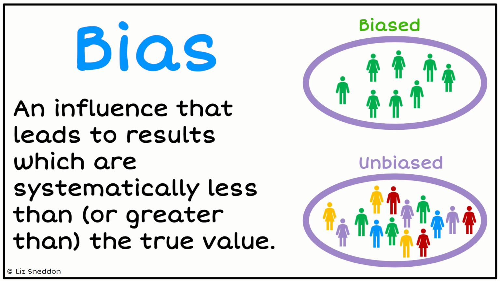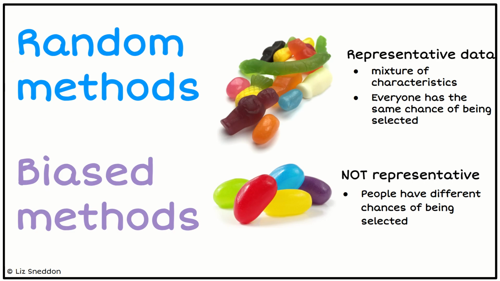So an unbiased sample, which is where we get our representative data from, means we've got a mixture of all of those characteristics. So that idea of representative that we talked about in the last video. If we use a random method, we are likely, not guaranteed, but very likely to get representative data. If I use a biased method, I will not get representative data.